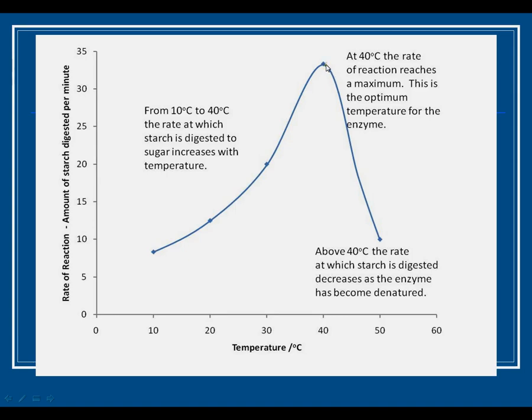If you'll notice on the right-hand side, after 40 degrees, the efficiency drops off very steadily, and this is because above, it looks like, about 50 degrees, this enzyme will actually become denatured, which means it's destroyed, and it can't function anymore, and those reactions will slow down if not stop.